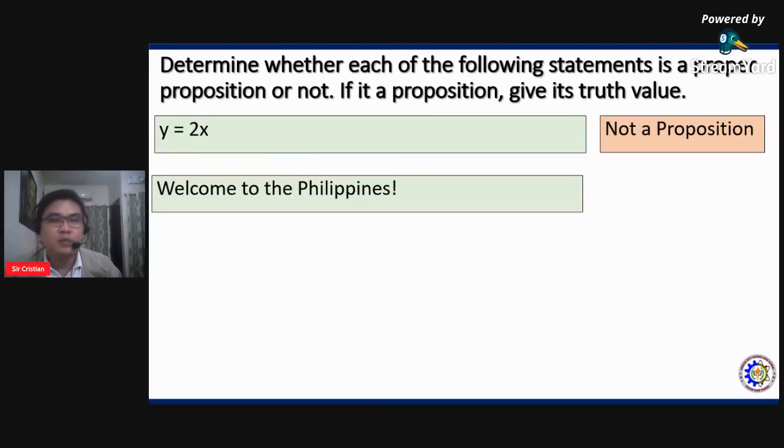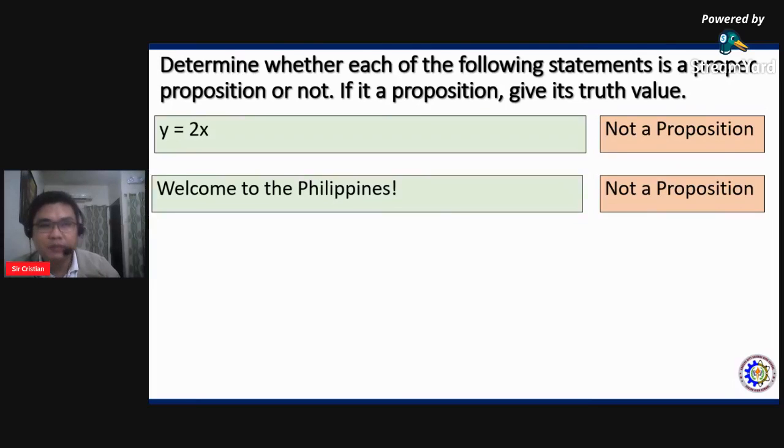Okay, let's move to the next one. Welcome to the Philippines. The given statement, is it a proposition or not? If you think this is not a proposition, then you're right, because the given statement is not a declarative. So the first condition is not met. So the statement "Welcome to the Philippines" is not a proposition.